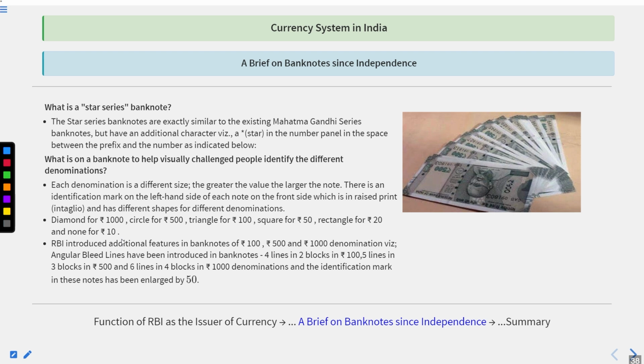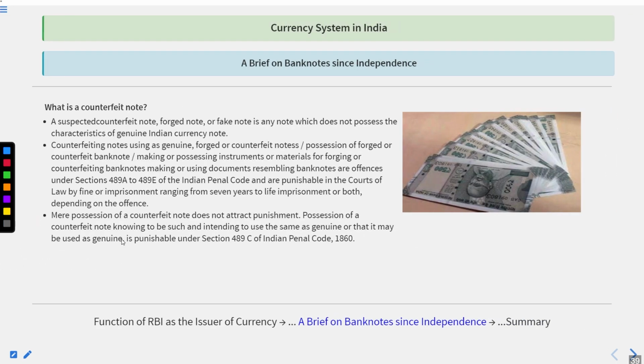RBI introduced additional features in banknotes of 100, 500, 1000 denominations. Angular bleed lines have been introduced in banknotes: 4 lines in 2 blocks in 100, 5 lines in 2 blocks in 500, and 6 lines in 2 blocks in rupees 1000 denomination, and the identification mark in these notes has been enlarged by 50 percent.